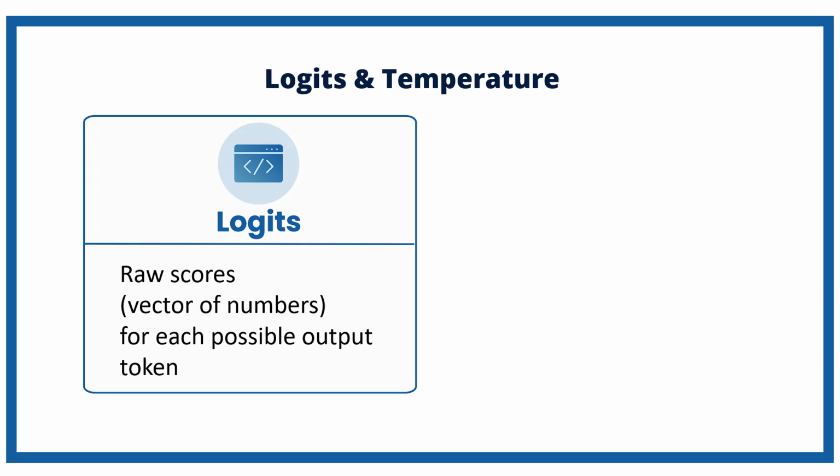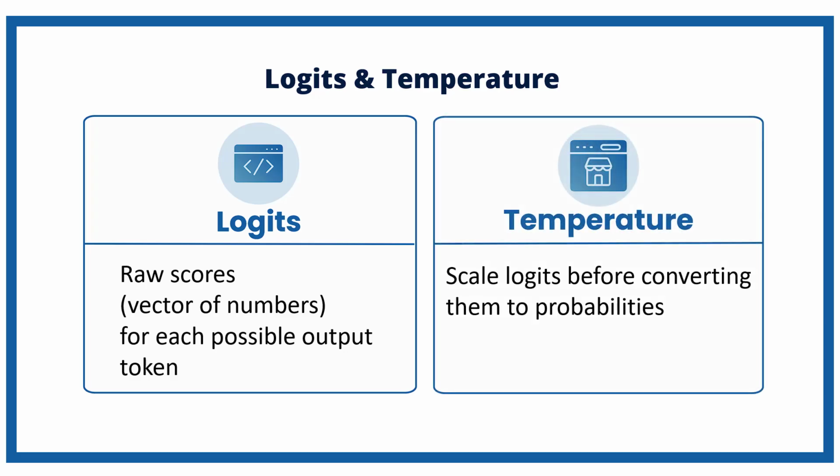After processing the input prompt, the LLM outputs a vector of numbers. Each entry in this vector corresponds to one token in the token set. For example, if the token set has 50,000 tokens, the model outputs 50,000 logits. Think of logits as the unpolished confidence signals the model has for each possible next token.